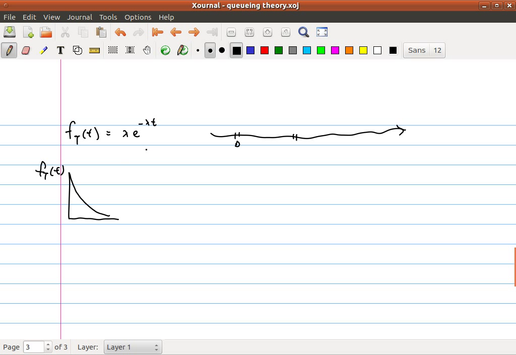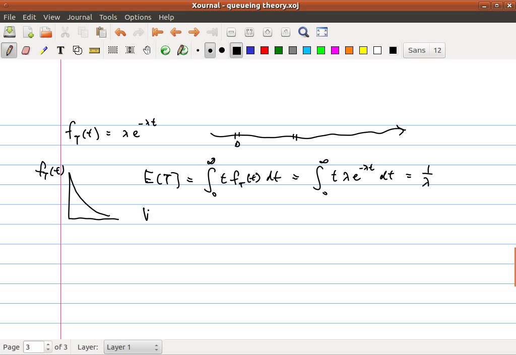And we can find the average and variance of the interarrival time. Basically, we can just find the expectation of the time. The expectation of the interarrival time will be equal to the integral of t f_T(t) dt. If we do the integral from 0 to infinity of t lambda e^(-lambda t) dt, you will find that this is just equal to 1 over lambda.